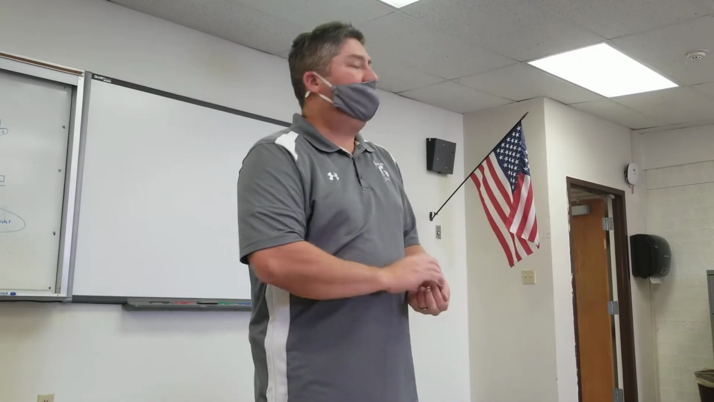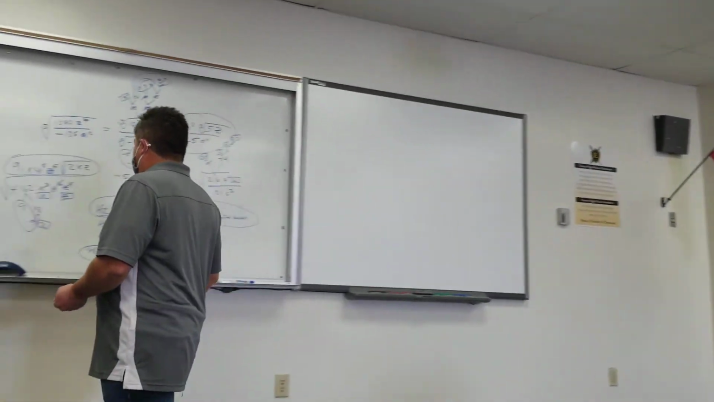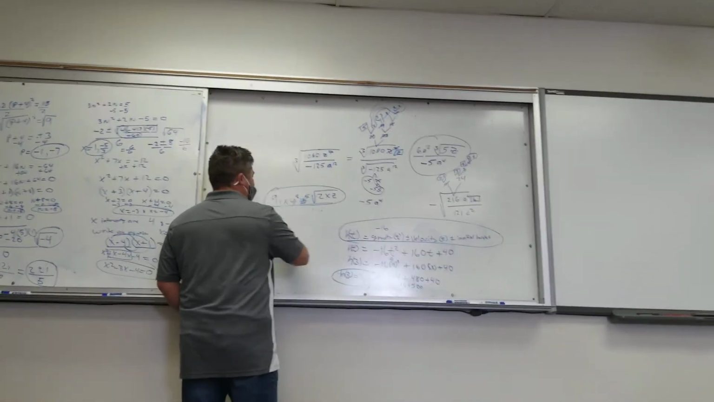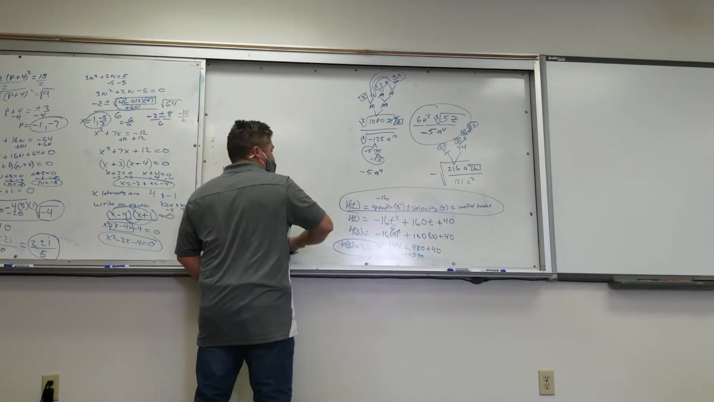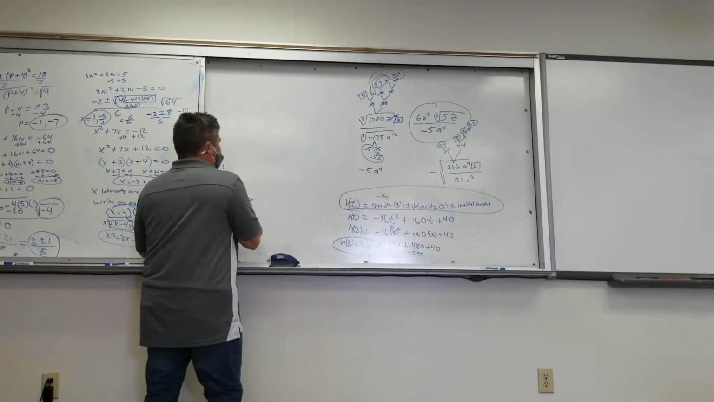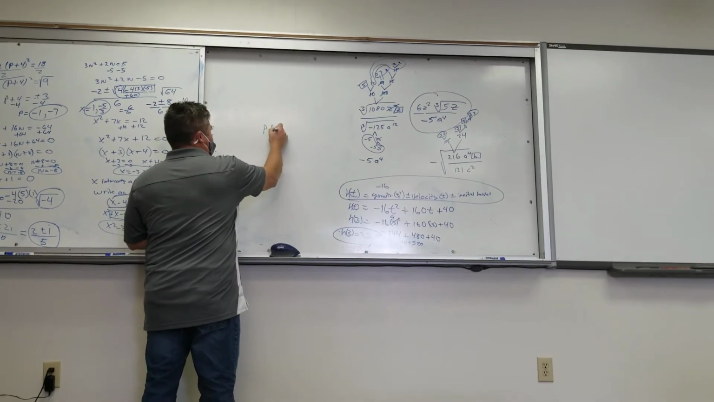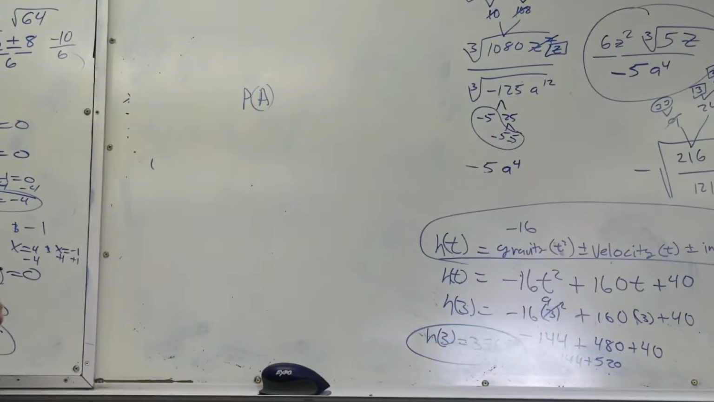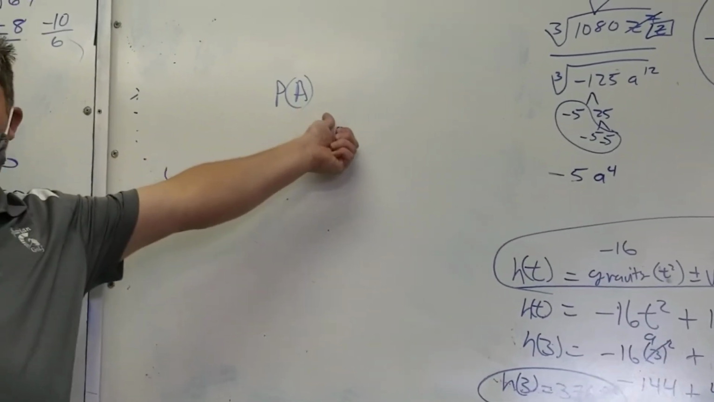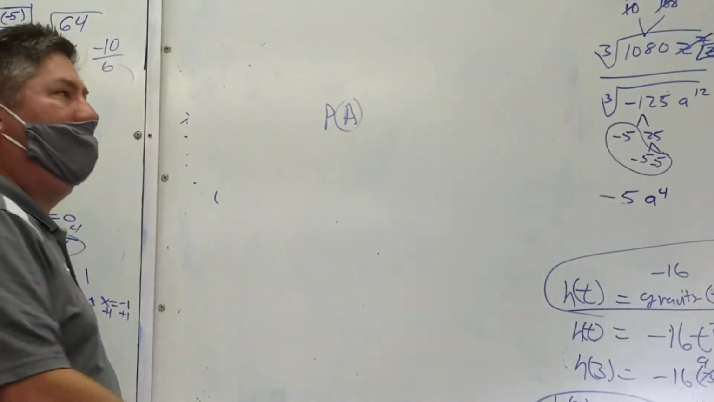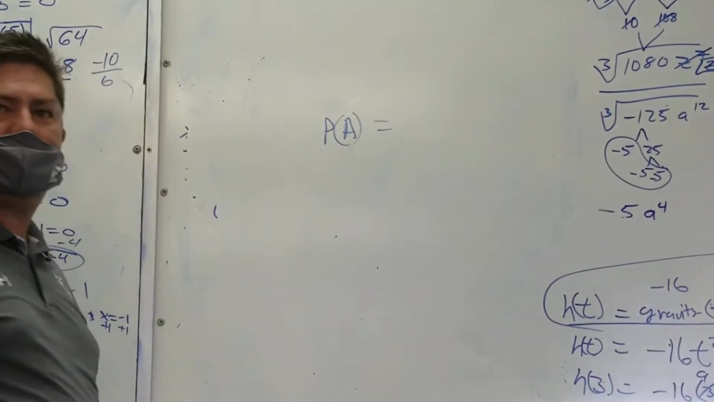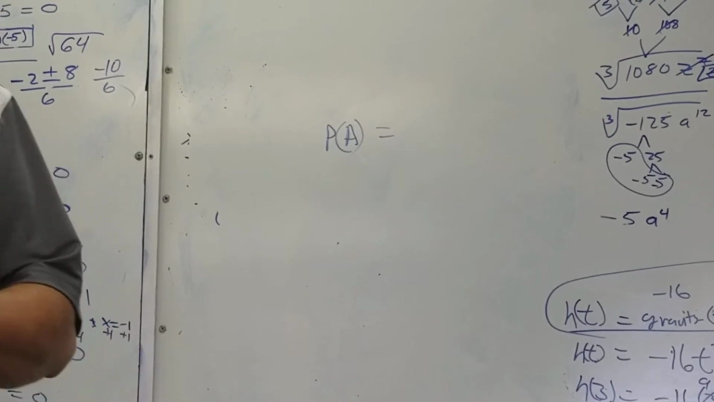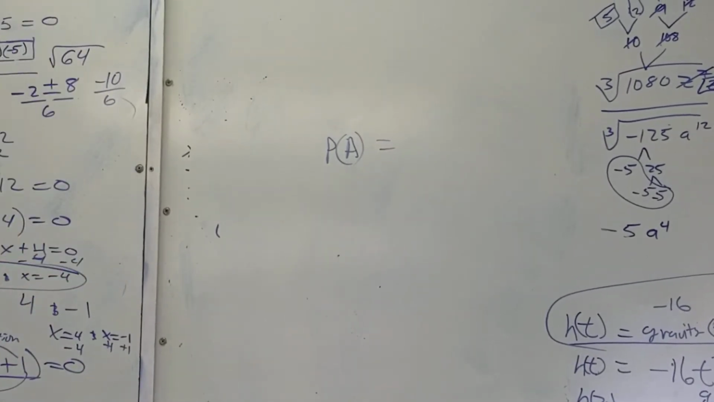Okay, now the next thing we want to talk about: probability of an event occurring. This is the most important thing in this lesson. The probability of an event A. This is the probability that A occurs. How do we measure probability?